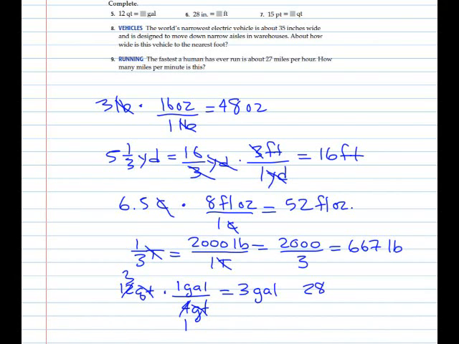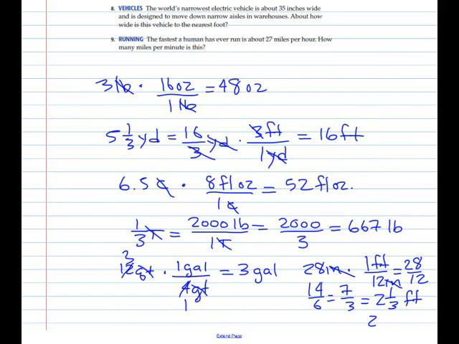Number 6, 28 inches. I'm going to convert that to feet, so I'm going to multiply, 1 foot equals 12 inches. Divide the common units. Gives me 28 over 12, which gives me 14 over 6, which gives me 7 over 3, or 2 1/3. Or I suppose I could write that as 2 feet 4 inches.